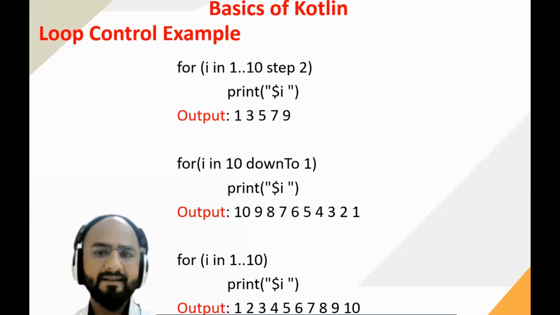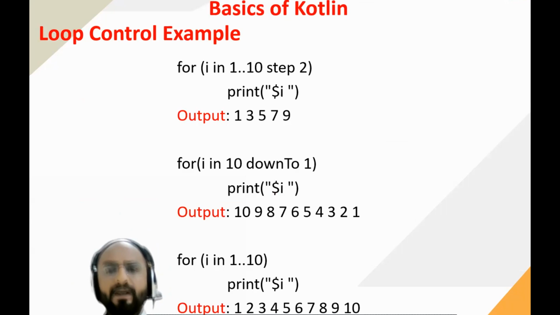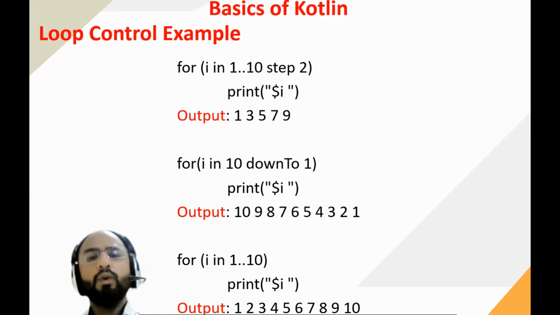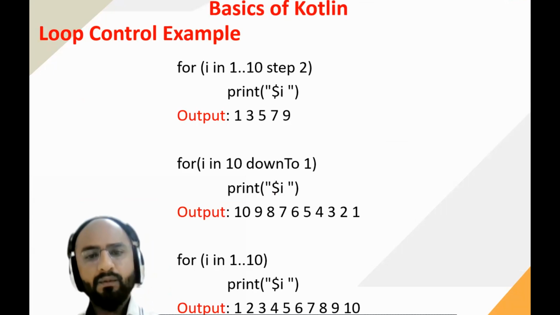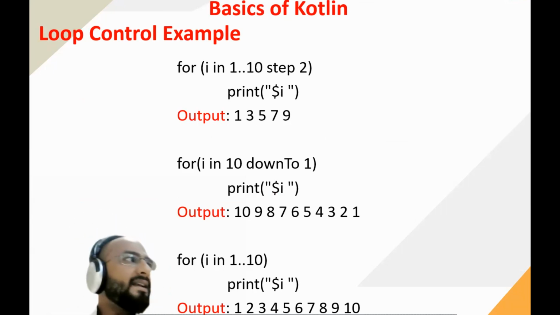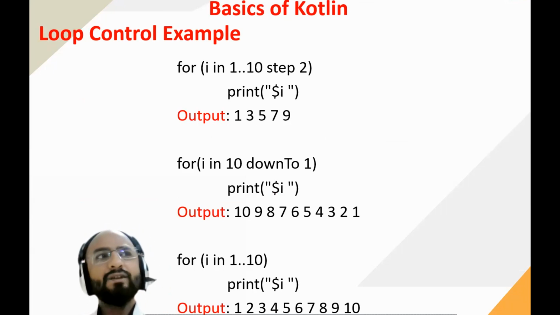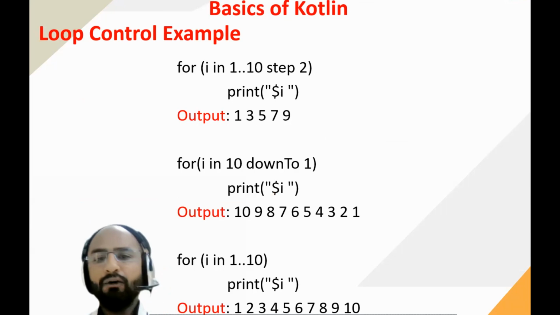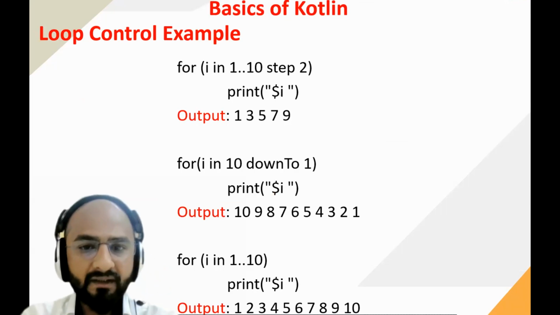Say for example like this. For i in 1..10 step 2, and then we are printing the value of i. So you can see the loop starts from 1 and it is taking steps of 2. Means we are increasing the value by 2 each time. So if you run this code, we'll get the output 1, 3, 5, 7, 9.